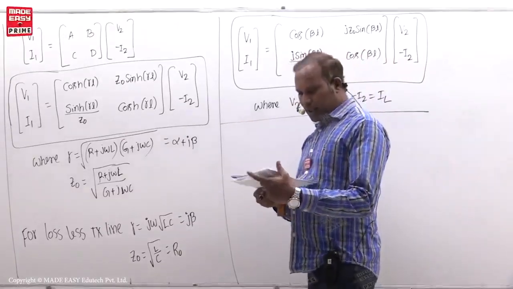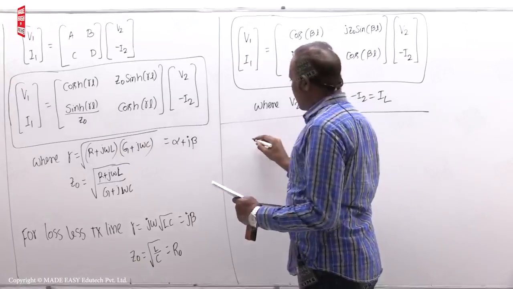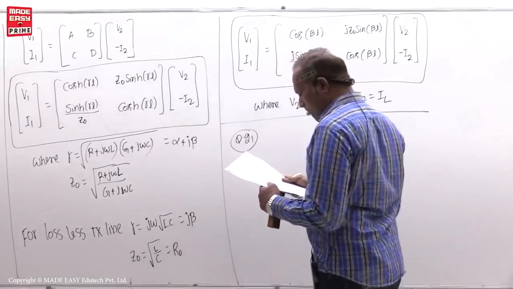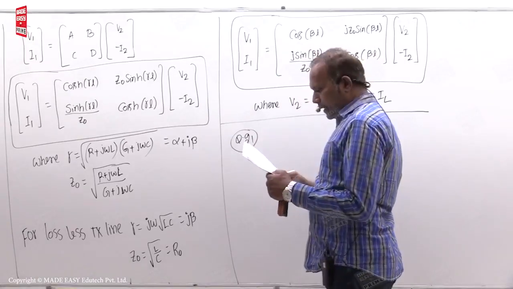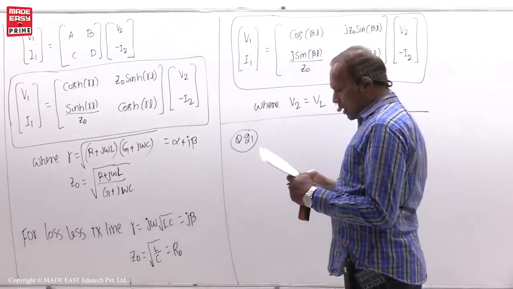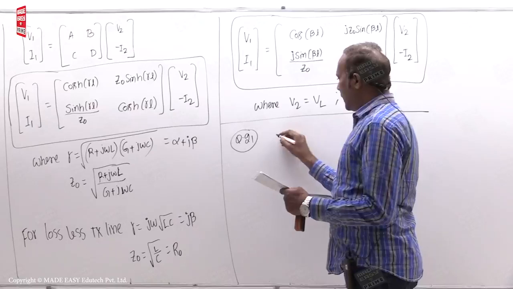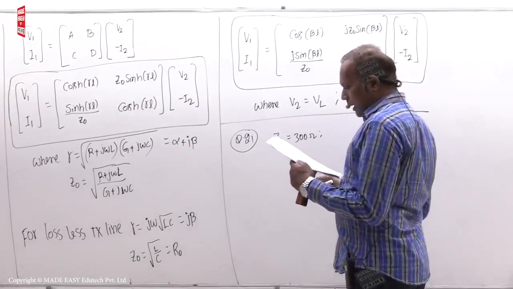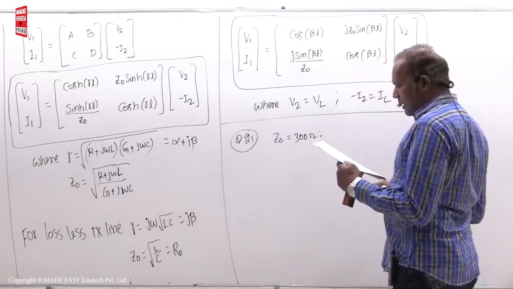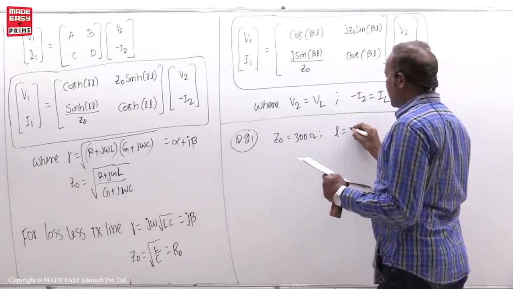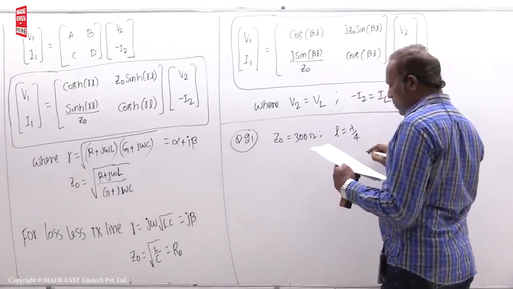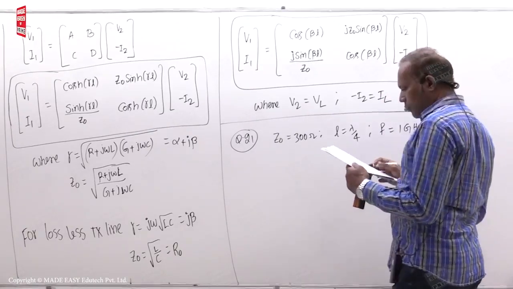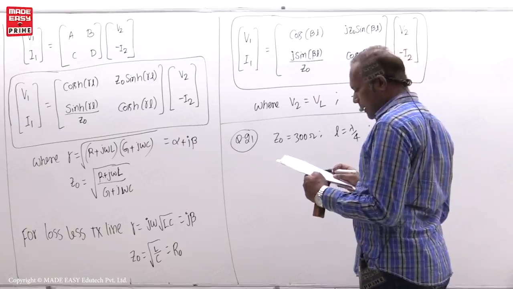Now, let us solve some questions. So, this is a question here. Consider a 300 ohm quarter wave long transmission line. Consider a 300 ohm means Z0 is equal to 300 ohm given, and quarter wave long transmission line means length is equal to lambda by 4 is given, and the frequency is 1 gigahertz, as shown in the figure.